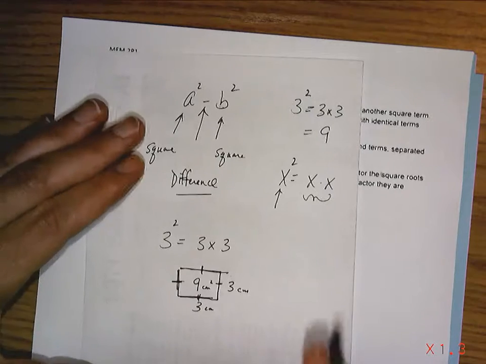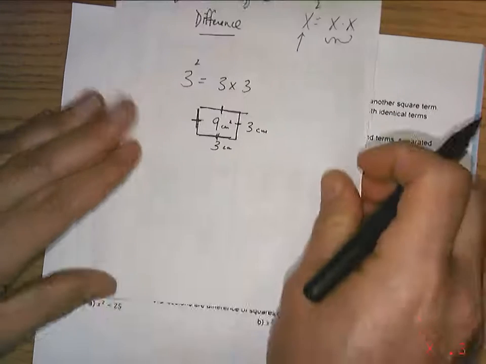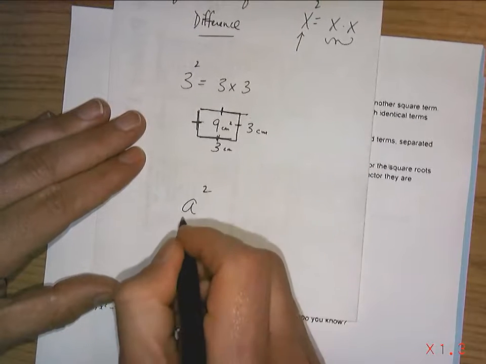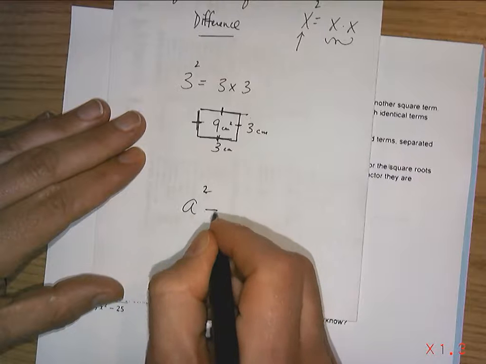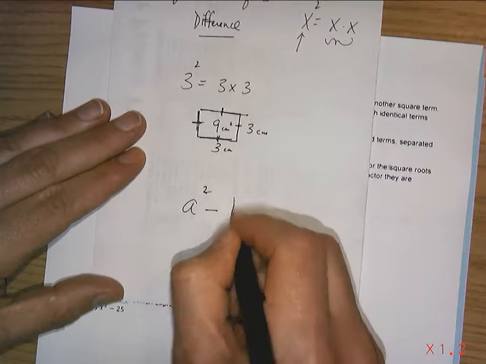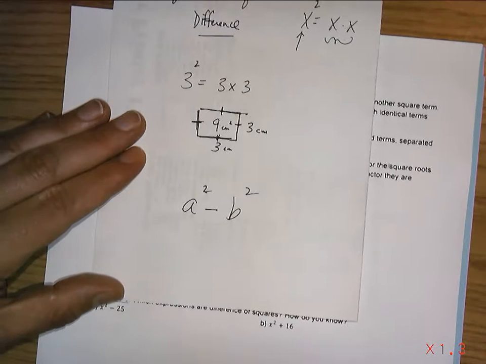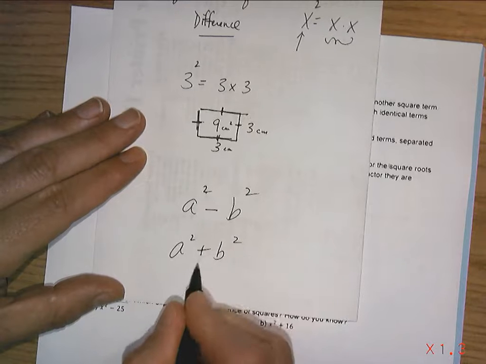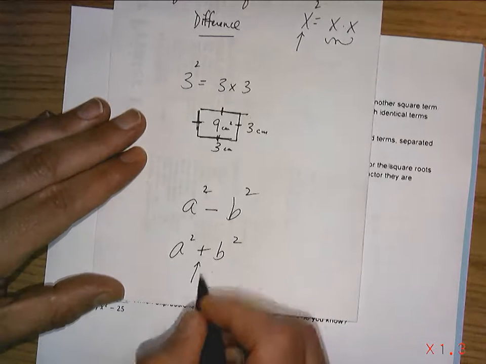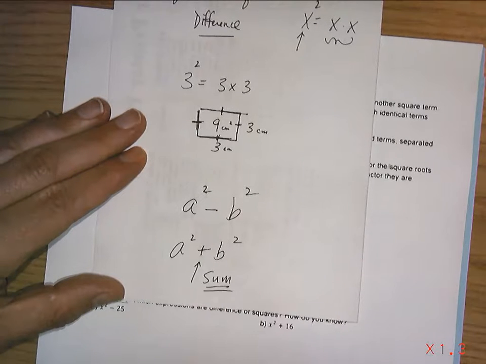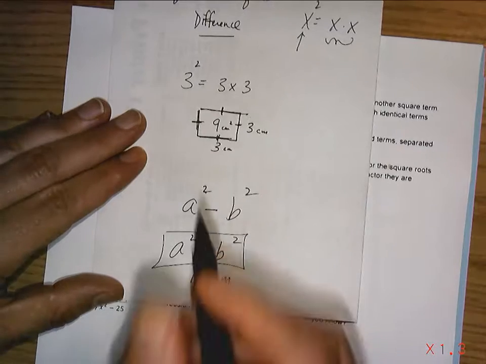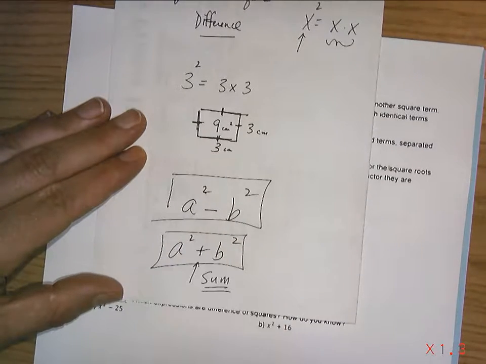So a difference of squares is going to be whenever we have one term squared, subtract another term squared. Now let's not confuse that with a sum of squares. That's addition, so we call that a sum. There is no factoring a sum of squares. There is only factoring a difference of squares.